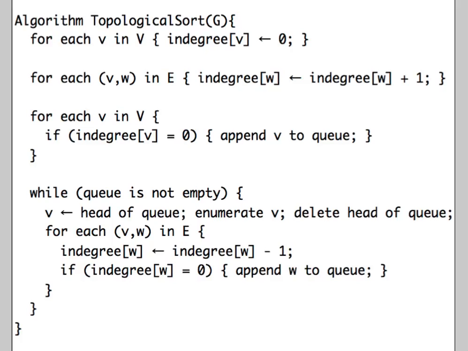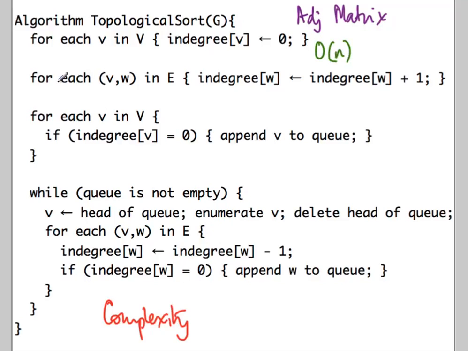So the complexity of this algorithm depends on the representation. So if we are using an adjacency matrix, let's go through each step and see how long it takes. To initialize the in degrees to be 0, whether you're using a matrix or a list, is going to take O(n) time. Now if we want to examine every VW in E in an adjacency matrix, we have to go through every row in the matrix, and so this is going to take us order n squared time, because we have to go through the entire adjacency matrix row by row.